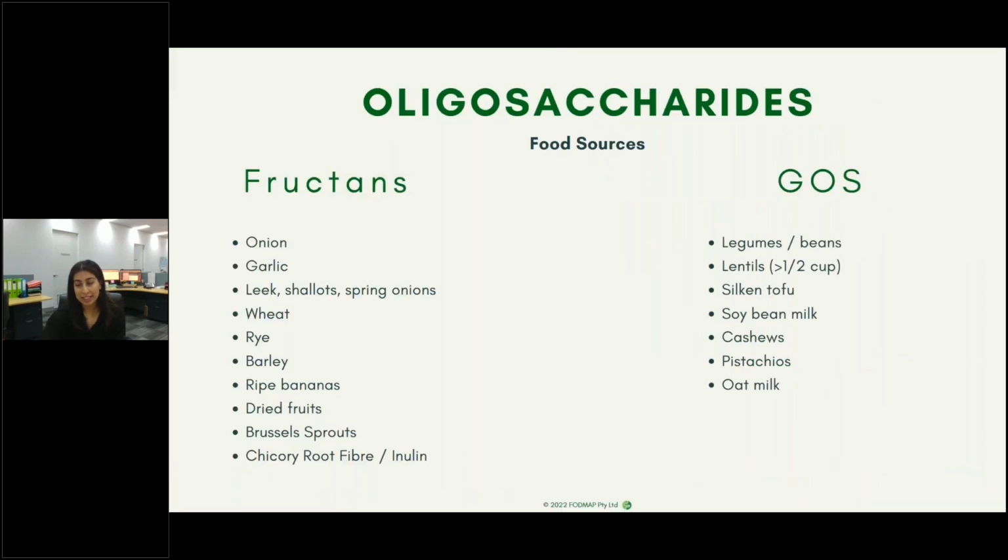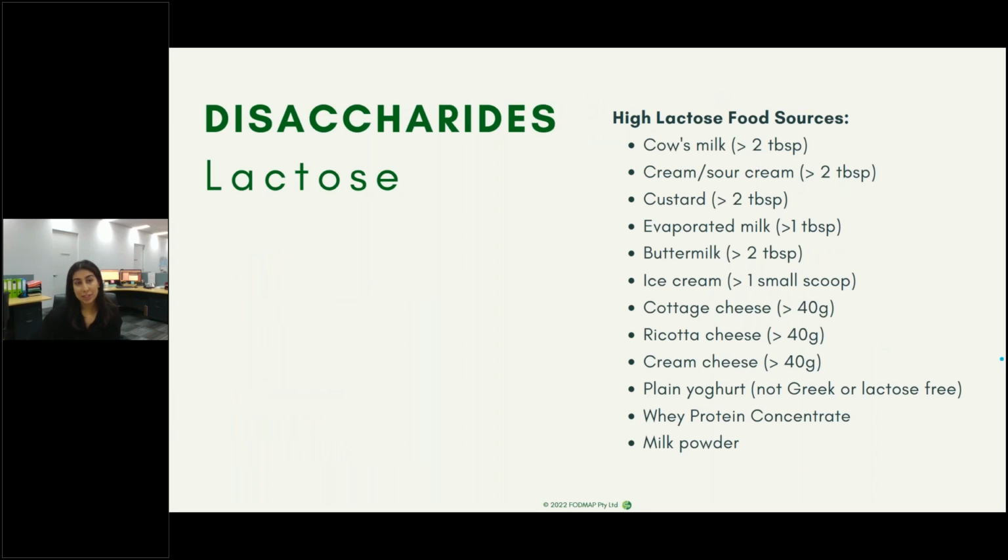On this slide, you can see some foods that are high in oligosaccharides, which is broken down into fructans and GOS. Some of the common ones that you may have heard of are onion and garlic, for example, and legumes and lentils. But there are other ones like cashews and pistachios, dried fruits, and ripe bananas. In terms of disaccharides, we're looking for foods high in lactose. So this is things like cow's milk, cream, custard, evaporated milk, ice cream, and those really soft cheeses as well, such as ricotta and cottage cheese.